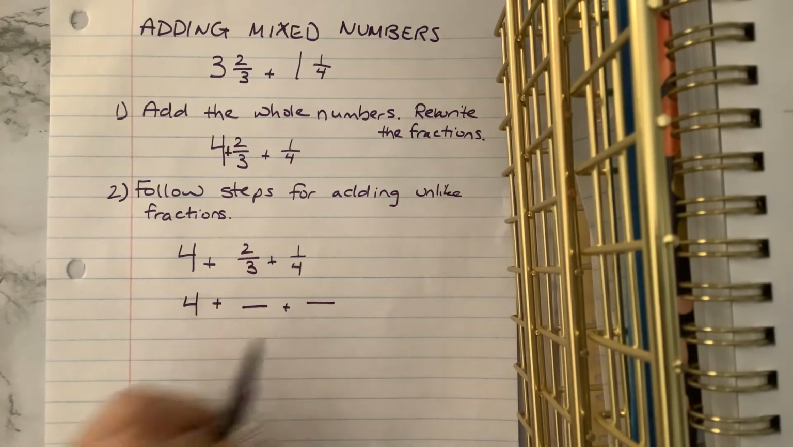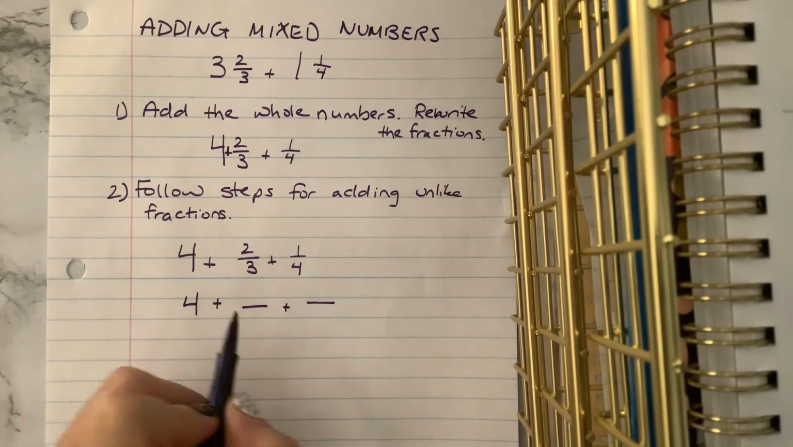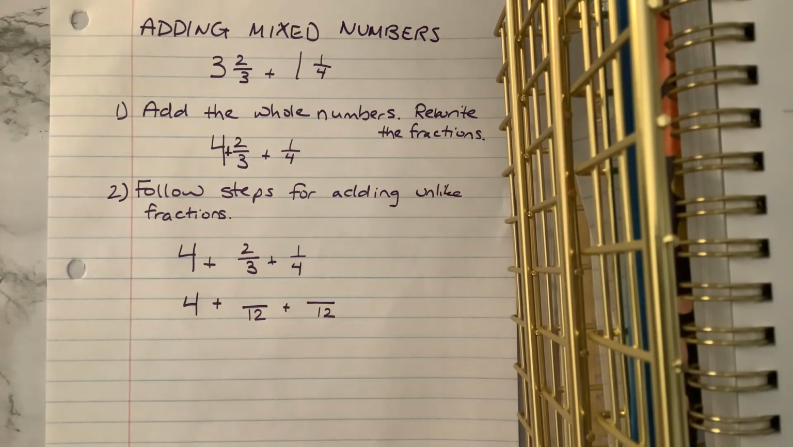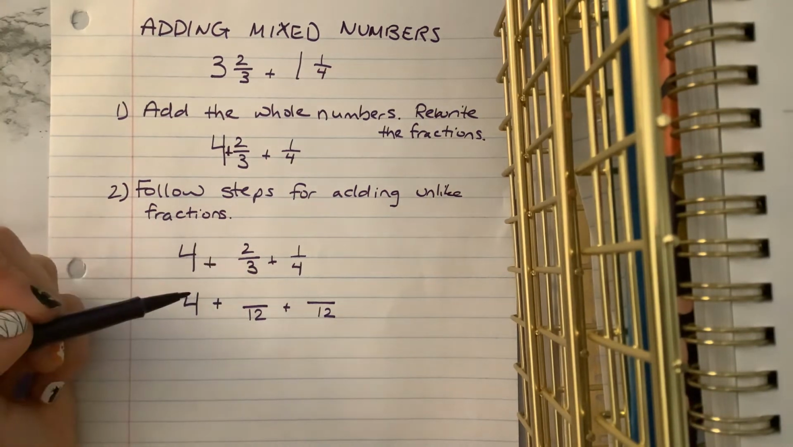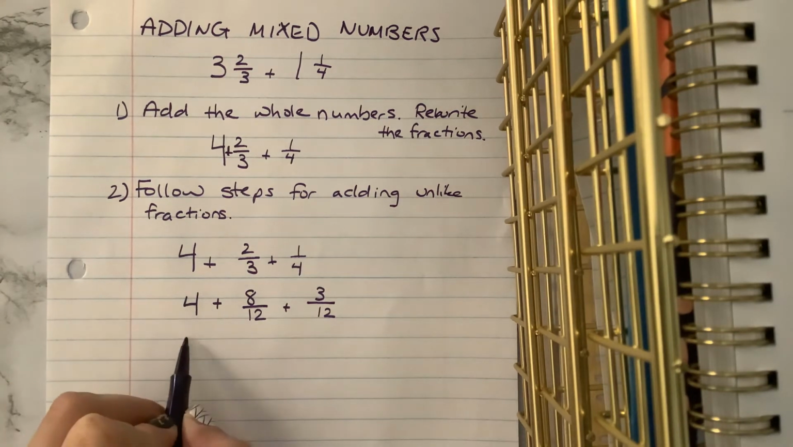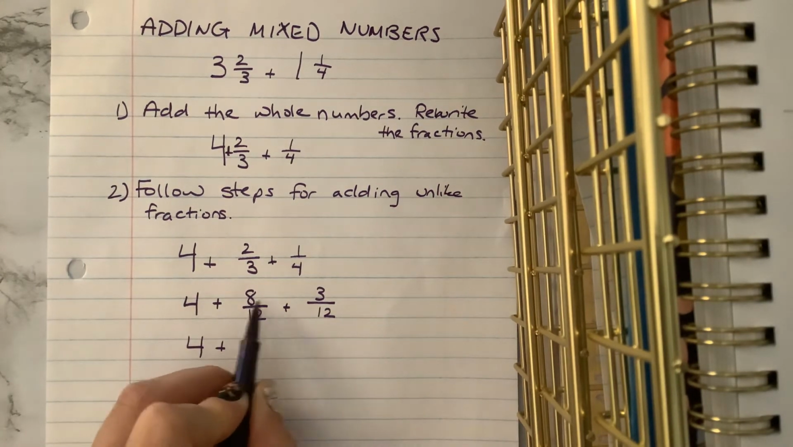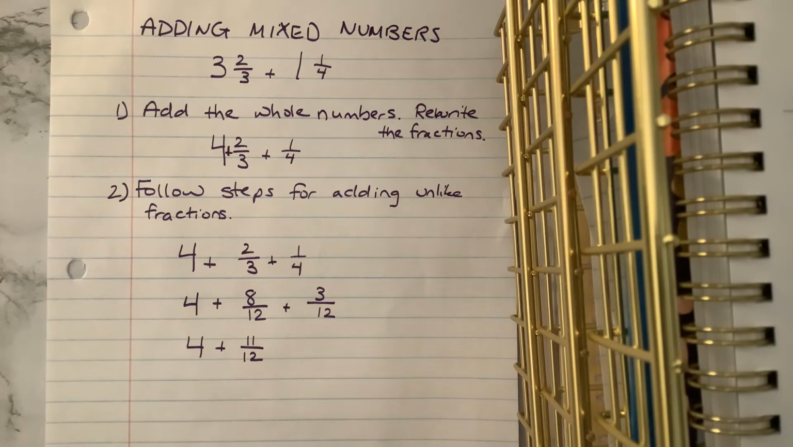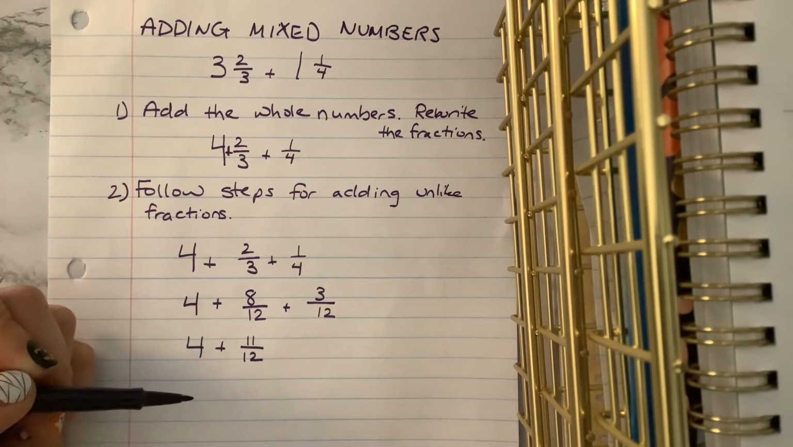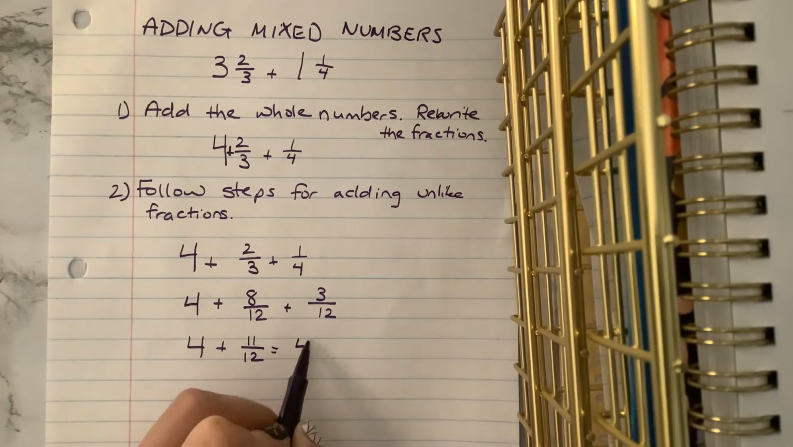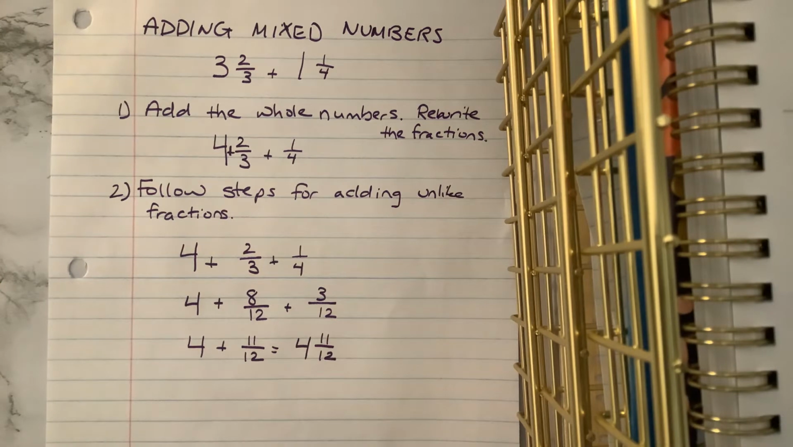So we want to find equivalent fractions with common denominators, okay? 3 and 4, their common denominator is 12. So we want to find equivalent fractions. 2/3 then equals 8/12, and 1/4 equals 3/12. The next step tells us to add our numerators. 8 plus 3 is 11/12. Now we check. Can we make proper? Nope. Can we simplify? Nope. So we add these together and we get 4 and 11/12.